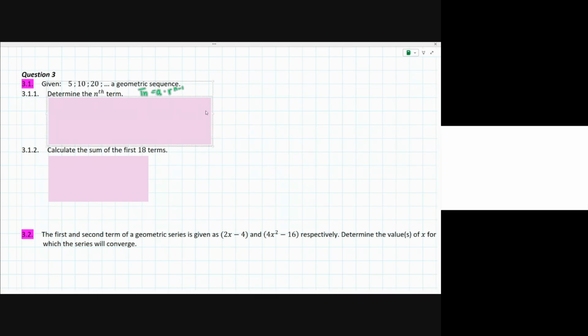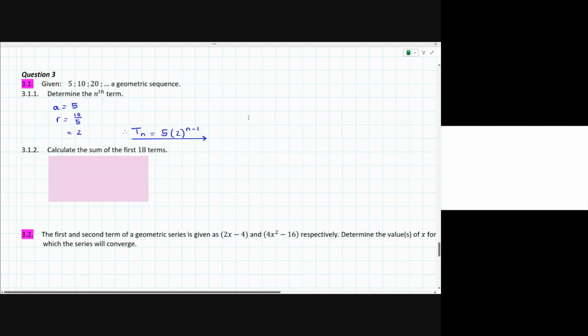Alrighty, quick and easy. What's quite nice with these ones, guys, is you don't really need to simplify anything. Obviously, everything's going to fit with me. So you do need to know a, which we have. We do need to know r. Like I say, you just divide consecutive terms. We get r as 2, and you chuck it in like that.